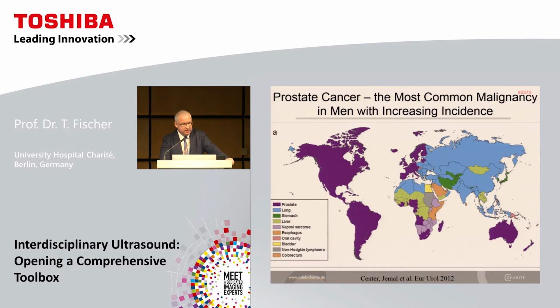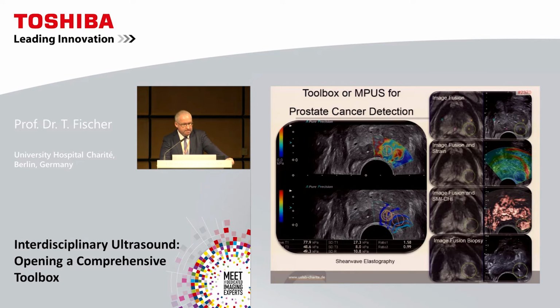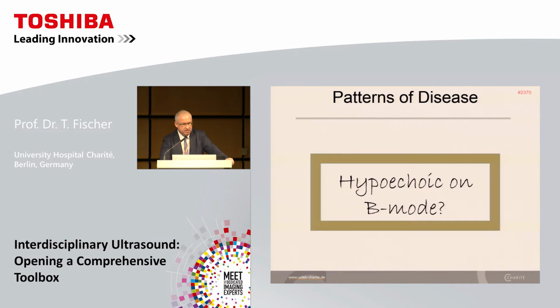Prostate cancer detection, why is this a big focus nowadays? Because this is the most common malignancy in men with a clear increasing incidence, and you can see clearly here this is a problem of Western civilization. This is our toolbox, so we can do a lot of things. We can do fusion, we can do strain measurements, SMI with or without contrast, fusion biopsy, as well as shear wave elastography to pick up tiny lesions in a range of 78 kilopascal, like in that example.